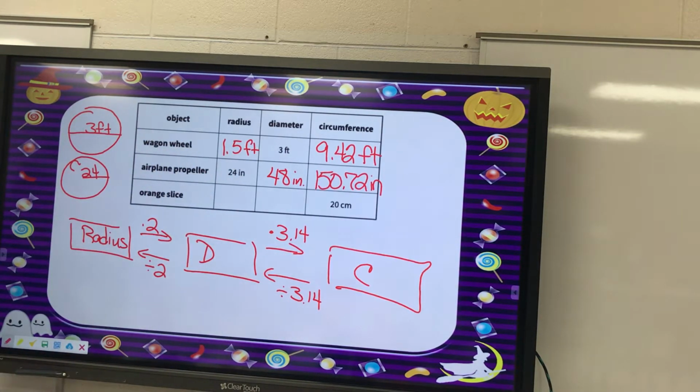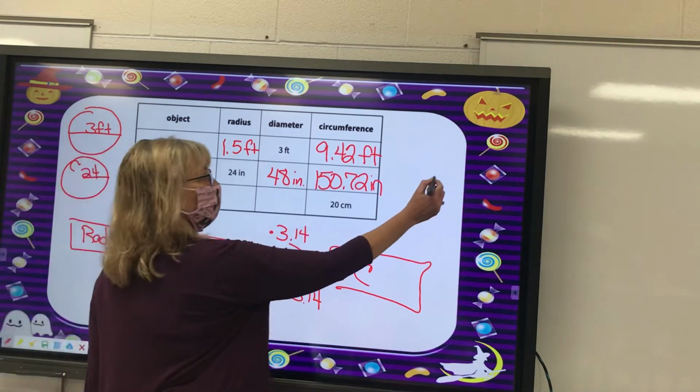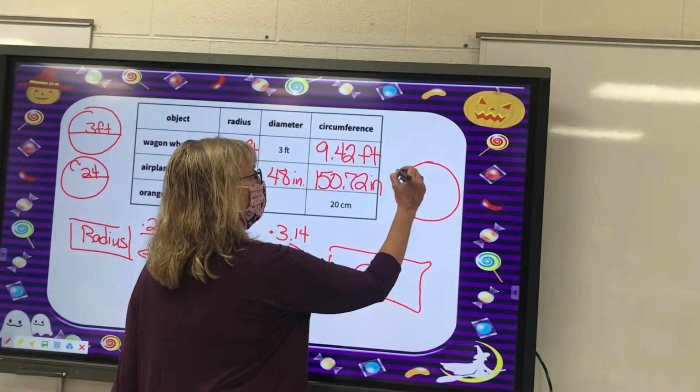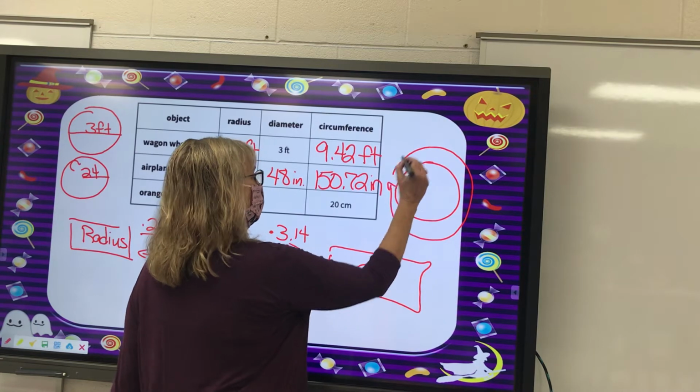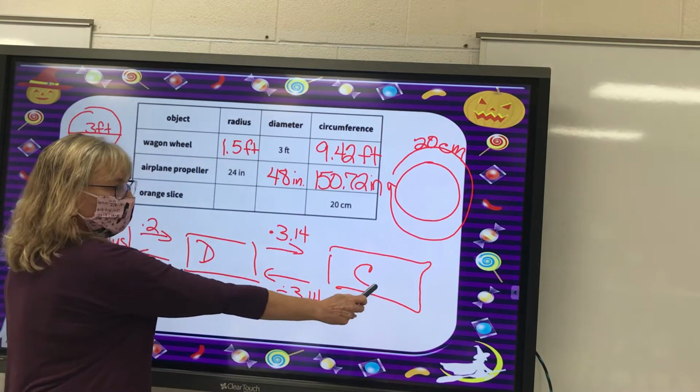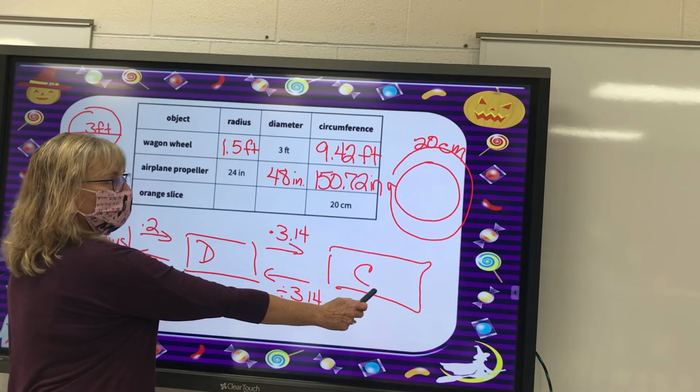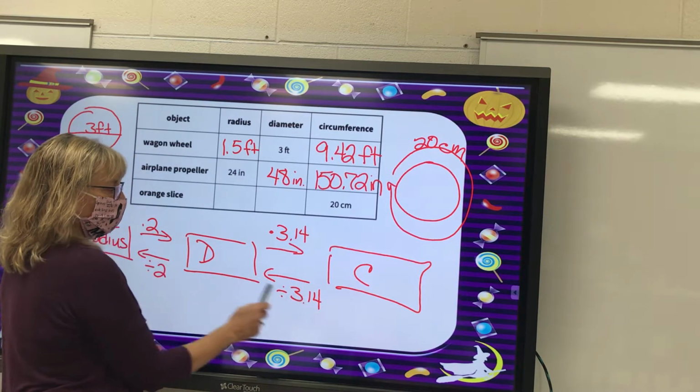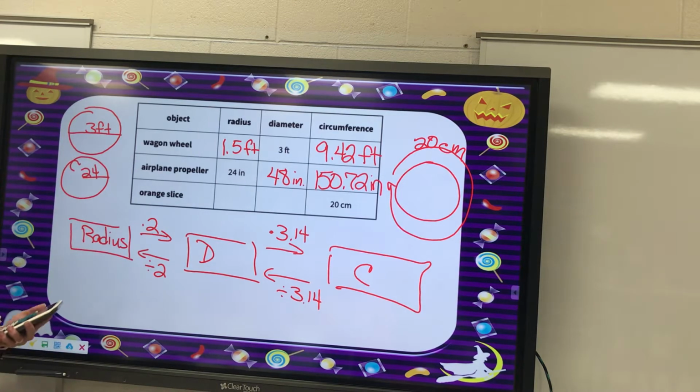All right, then we have the orange slice. We are told that the circumference all the way around is 20 centimeters. So we're right here at circumference. How do we find the diameter? Divide by 3.14. Do that for me.